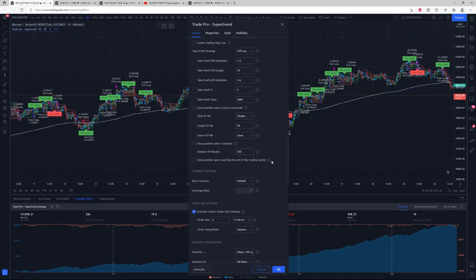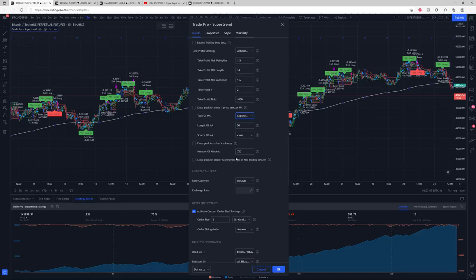Next thing down is closing the position early if the price crosses a certain moving average. So let's say that if price goes below the 5 exponential moving average, you want it to close out of the position early. You can turn this on and have it do so. You can also have it close a position after a certain number of minutes. So if the trade has been open for too long, or your determined amount of time, it will automatically close.